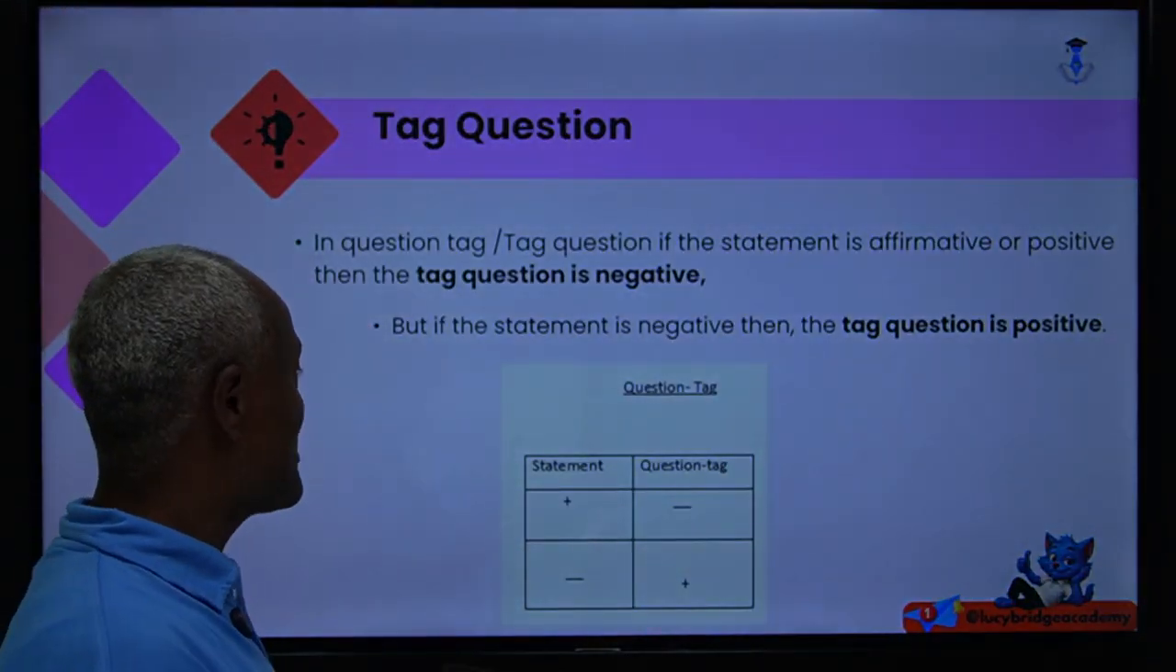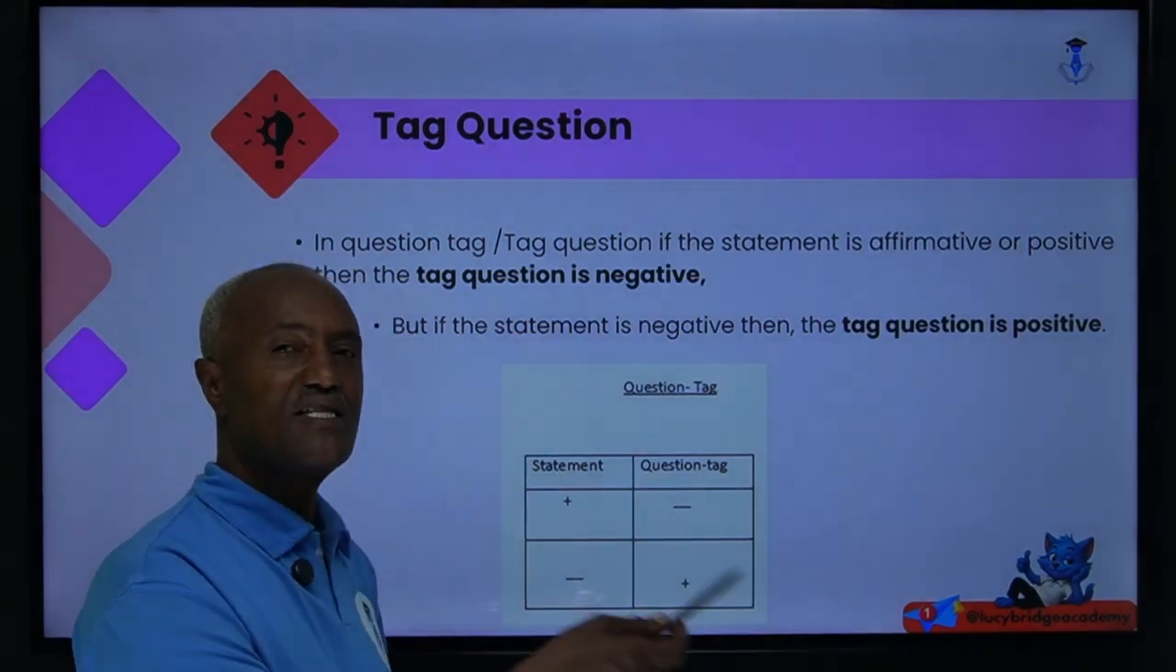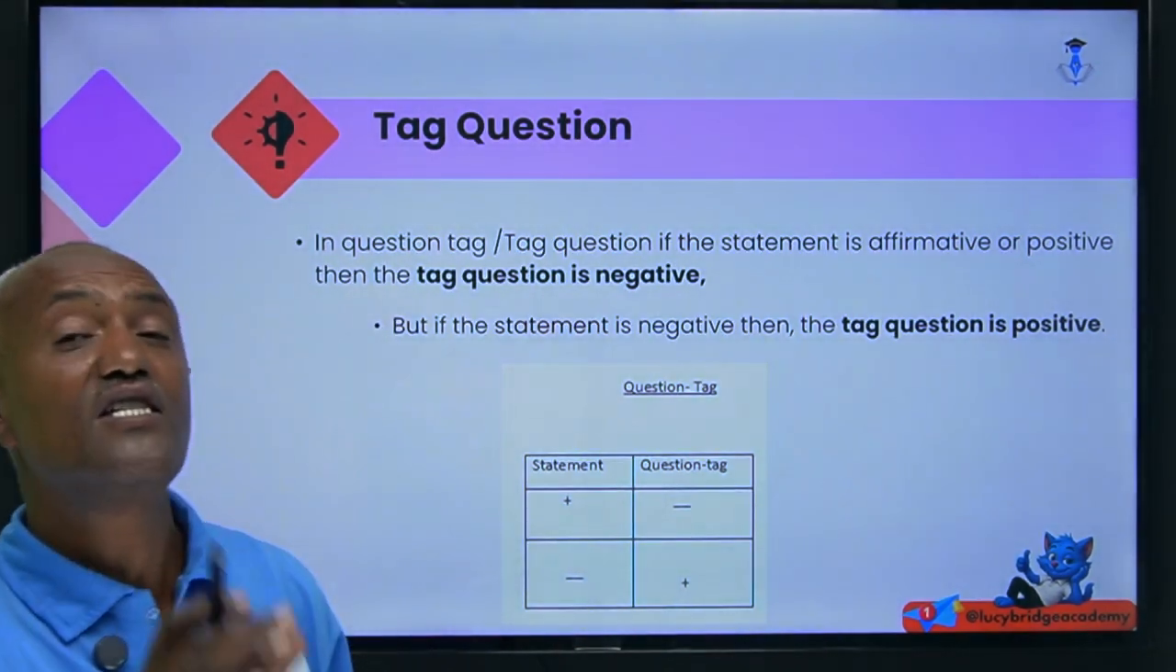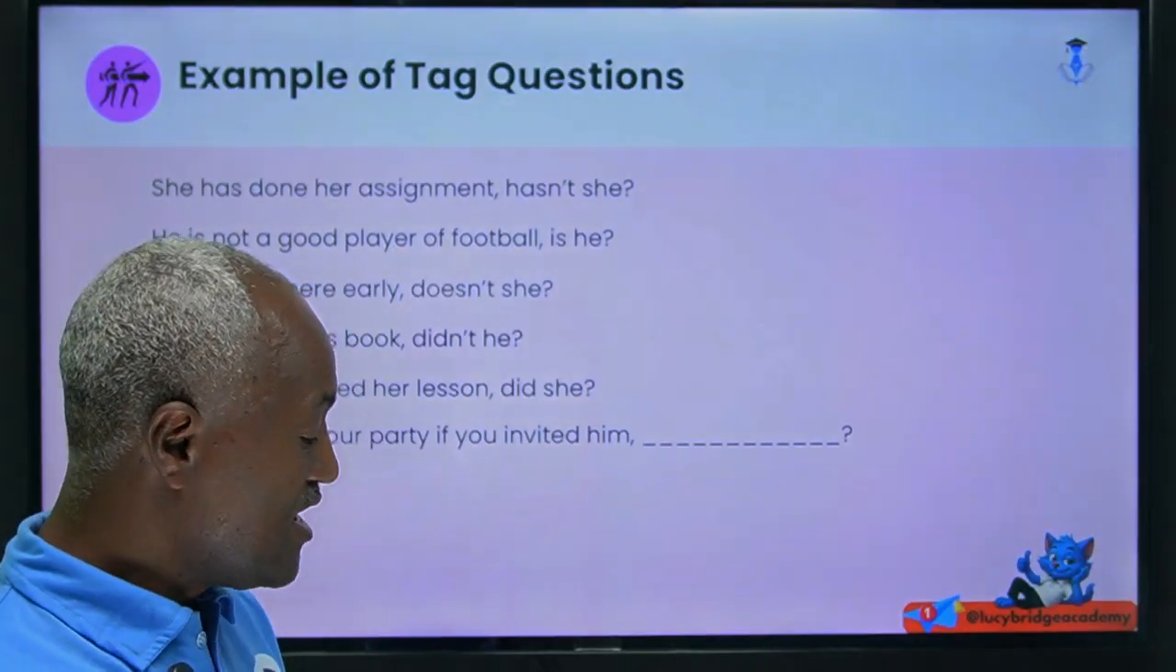So the first thing is that when the statement is positive, then the question tag is negative. When the statement is negative, the question tag is positive. This is the main rule that you have to remember. So put it in your mind.